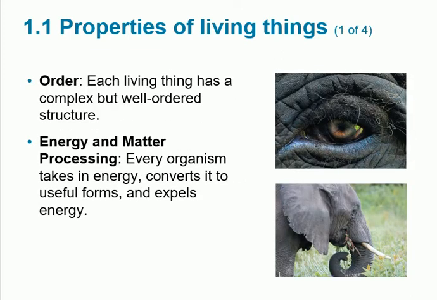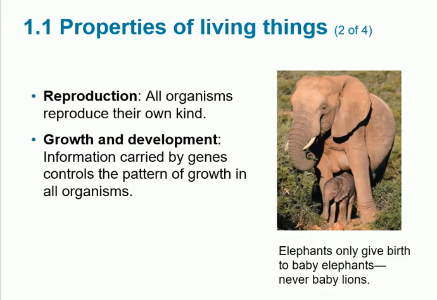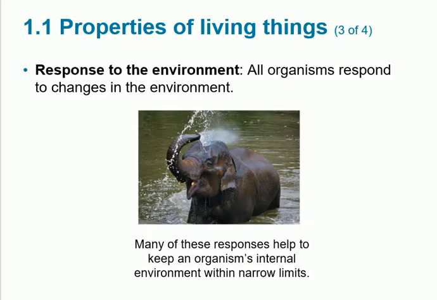So remember, so far you have to have an order. Number two, energy and matter processing. Number three, you should be able to reproduce on your own, and you should be able to grow and develop. You should also be able, which is number five, to respond to energy. All organisms should be able to respond to energy in certain ways.